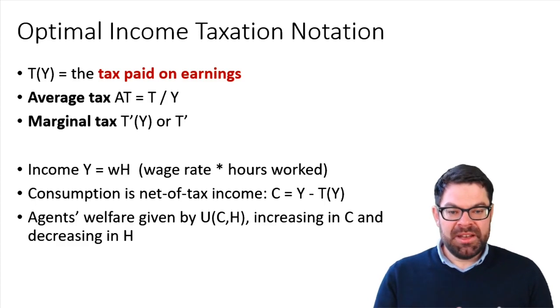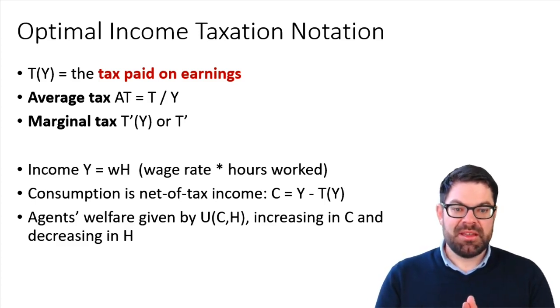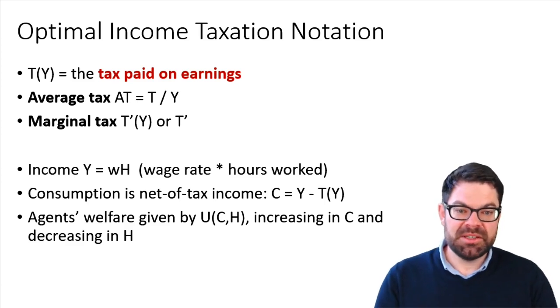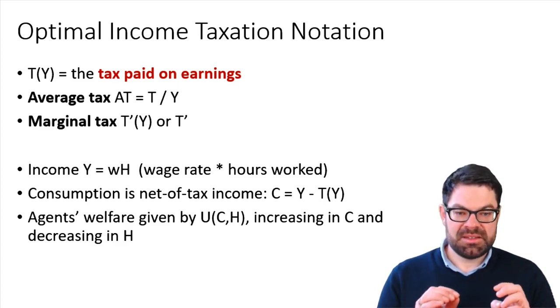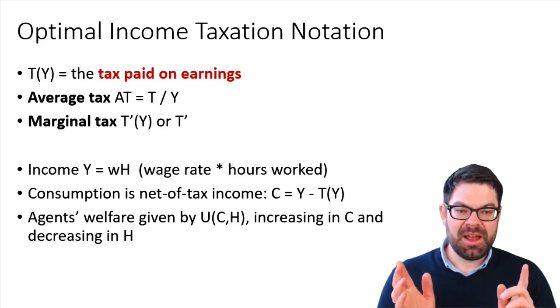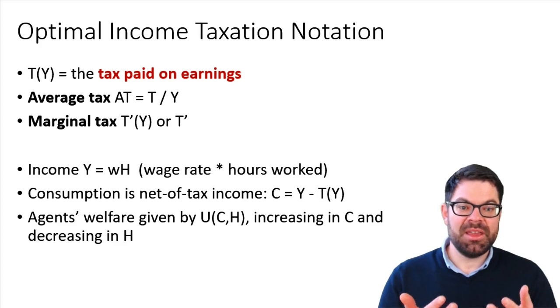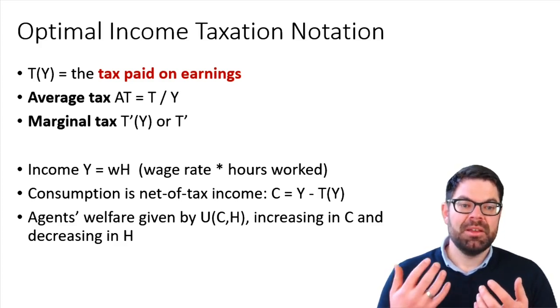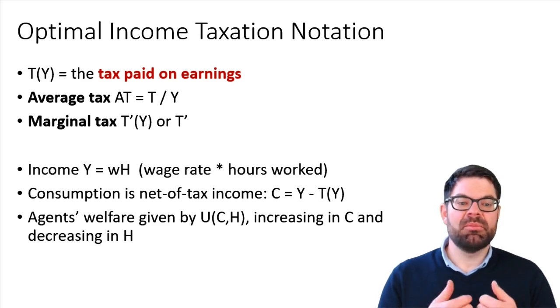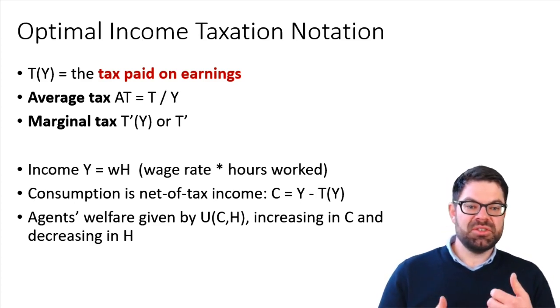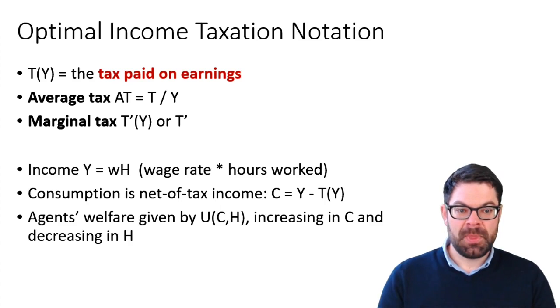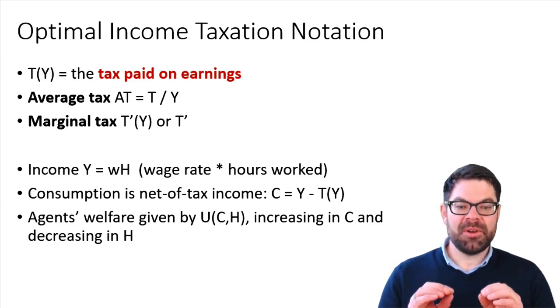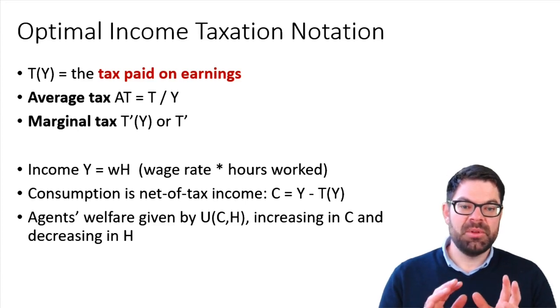When analyzing income tax systems and thinking about their design, we will have to distinguish between two very crucial concepts. One is the average tax rate, which is the average tax rate that you pay on your total earnings. And we have to distinguish that from the marginal tax rate, which is the additional tax you pay on an additional euro that you earn. And we will see that both have very different roles and very different implications.